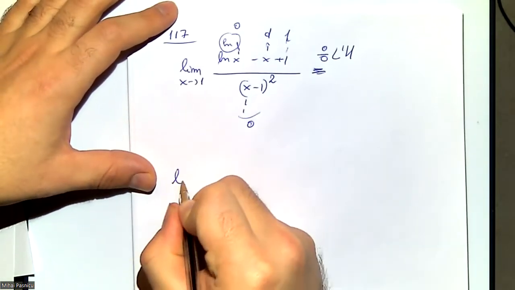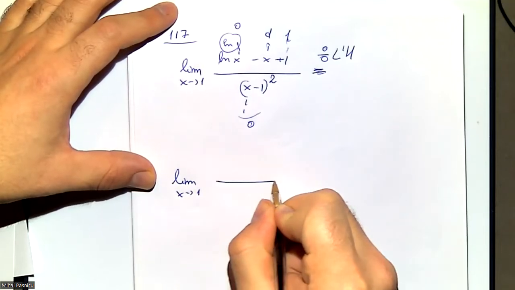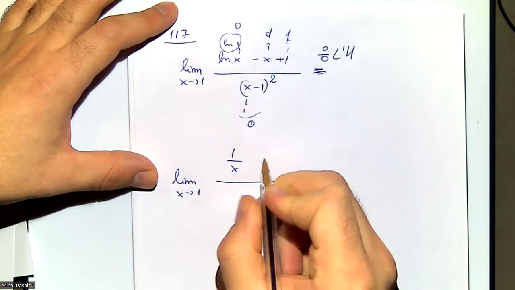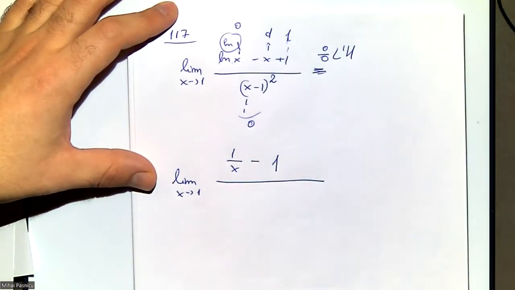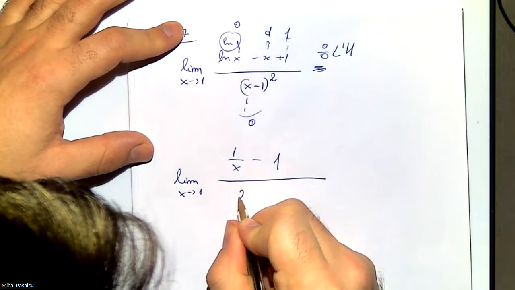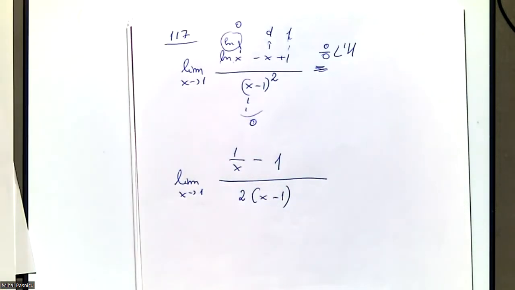And I'm going to get the limit, if x goes to 1, of, what do I have left? 1 over x minus 1. And down below I have 2(x - 1). Okay, I just applied L'Hopital. Took a derivative of the top, took a derivative of the bottom. And this is what I got.